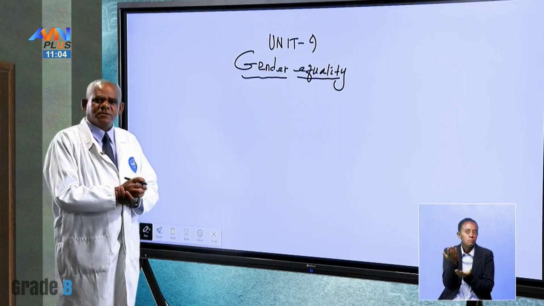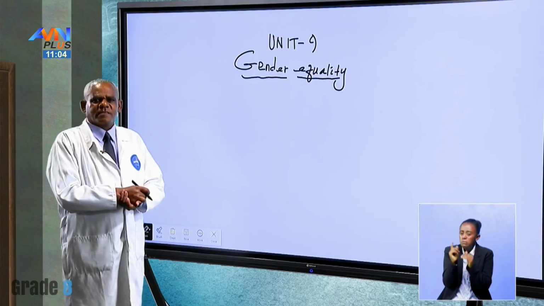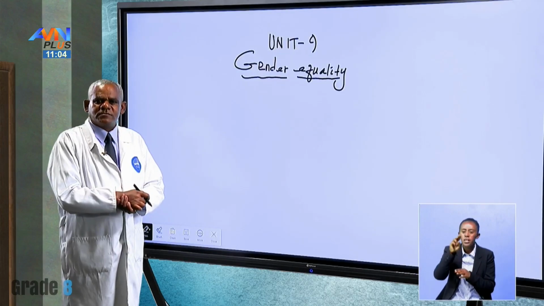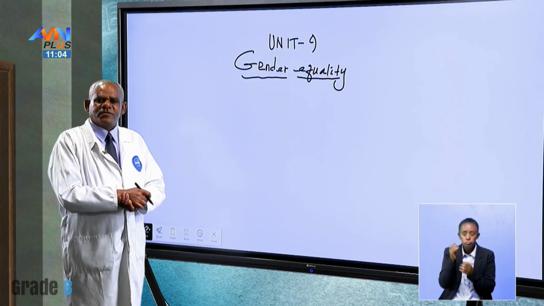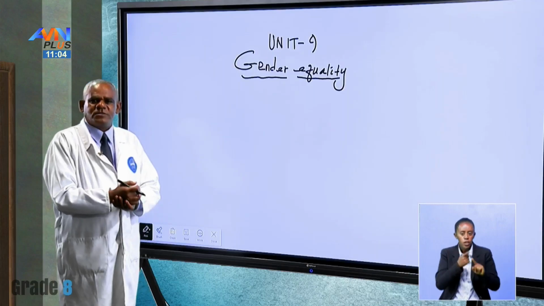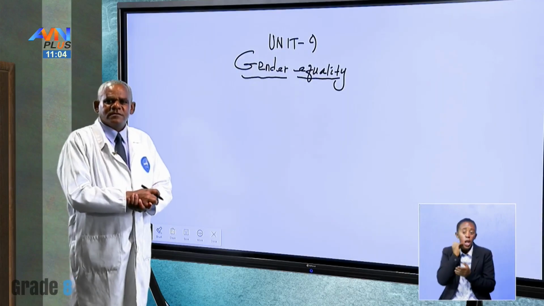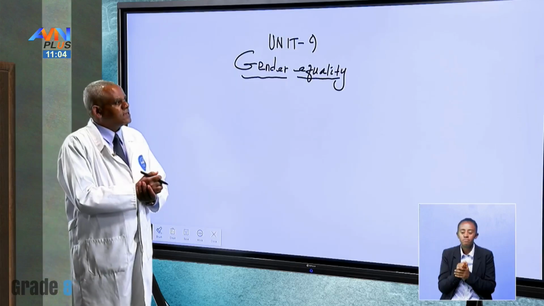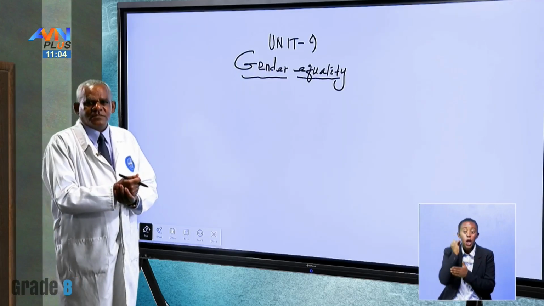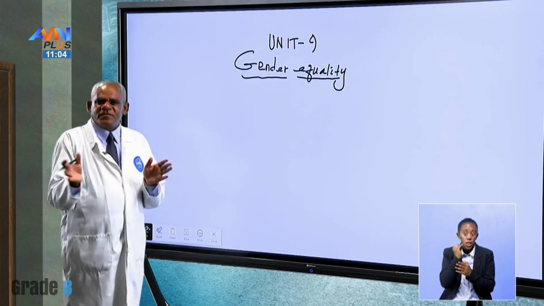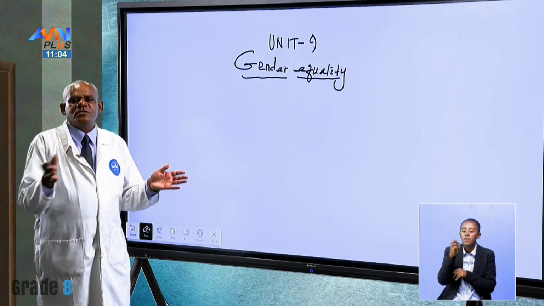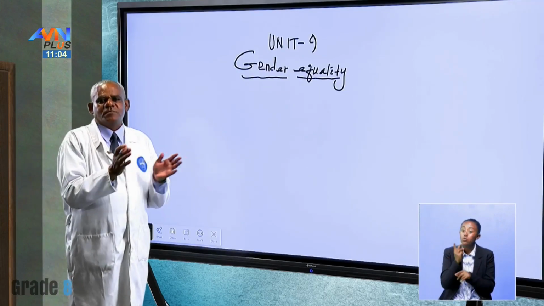You know what gender means, students? Have you ever heard the word gender in your classroom? Have you ever discussed gender equality with your friends? Good. I would like to give you just an idea of what gender equality means. Gender means a difference of the two what? Sexes, that is male and female.